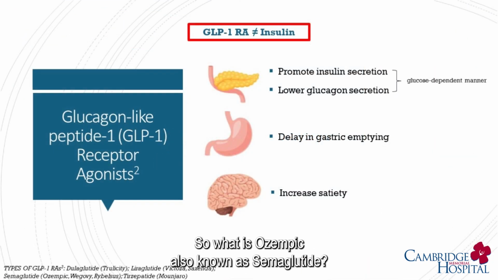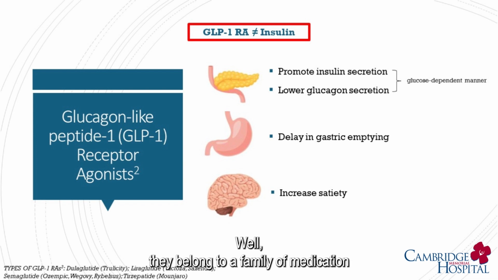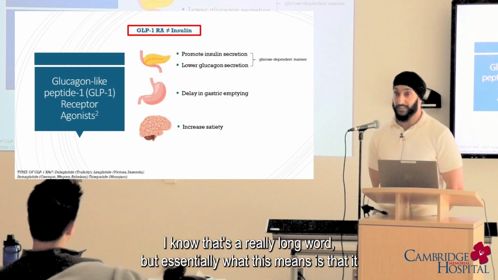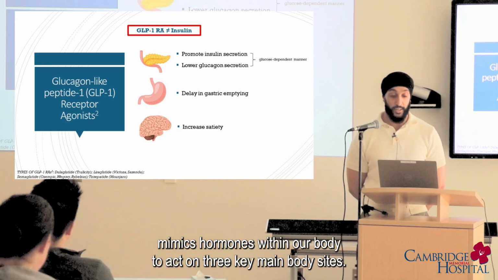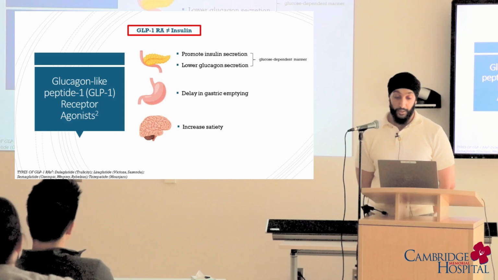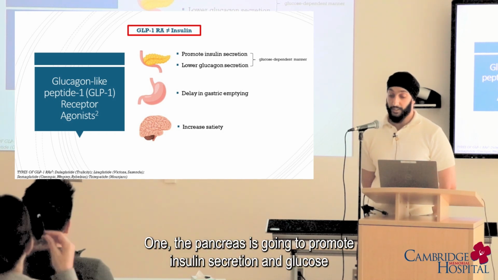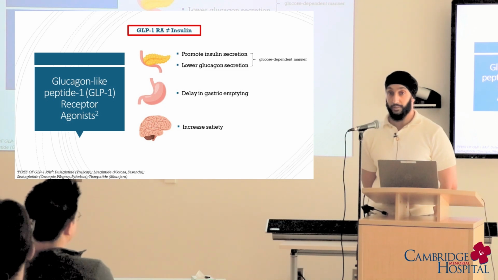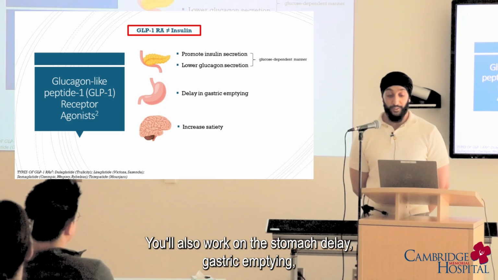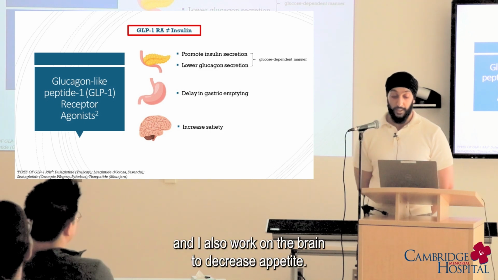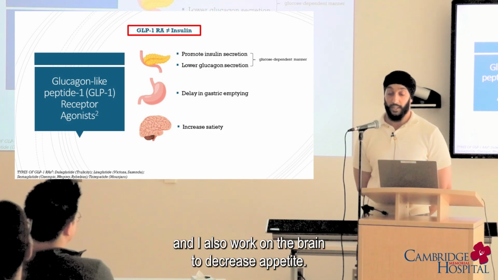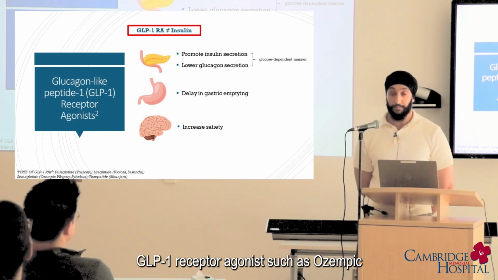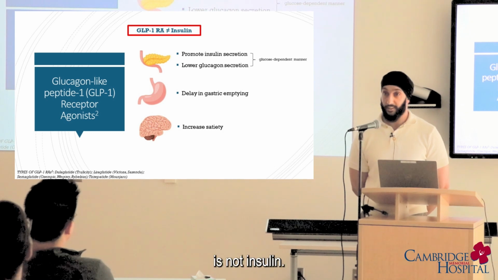So what is Ozempic, also known as semaglutide? Well, it belongs to a family of medication known as glucagon-like peptide-1 receptor agonists. I know that's a really long word, but essentially what this means is that it mimics hormones within our body to act on three key main body sites. One, the pancreas. It's going to promote insulin secretion in a glucose-dependent manner. Secondly, if blood glucose levels are high, it will also lower glucagon secretion. It will also work on the stomach, delay gastric emptying, and it also will work on the brain to decrease appetite. As we can see, based on these three mechanisms of action, GLP-1 receptor agonists, such as Ozempic, is not insulin.